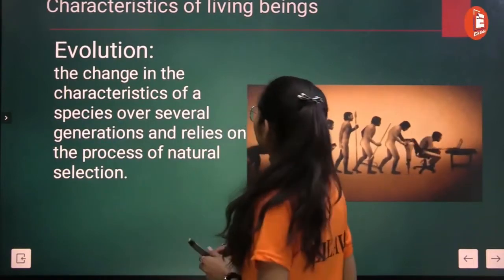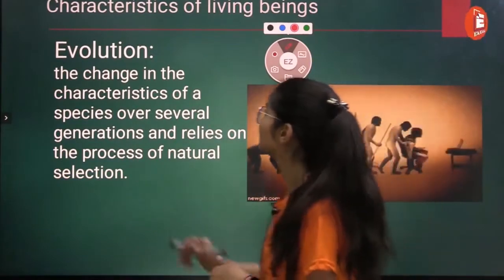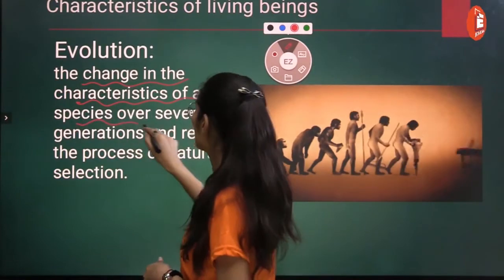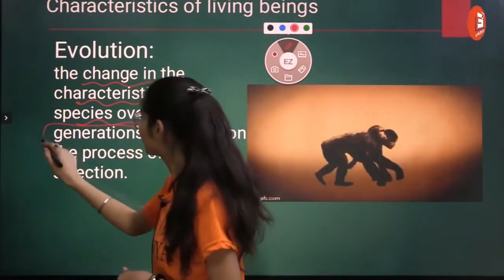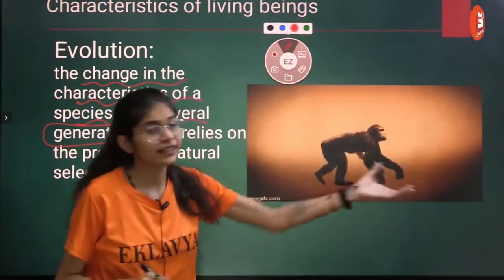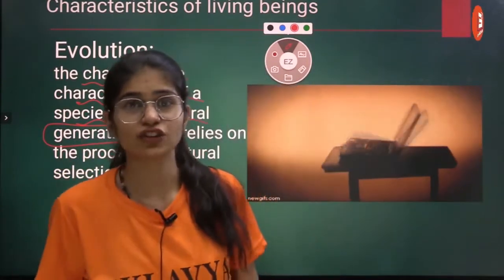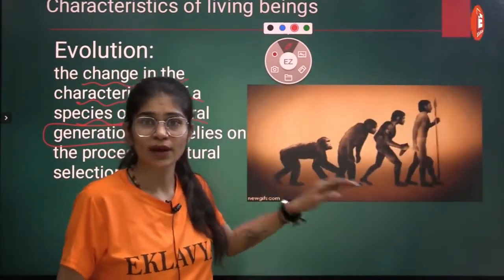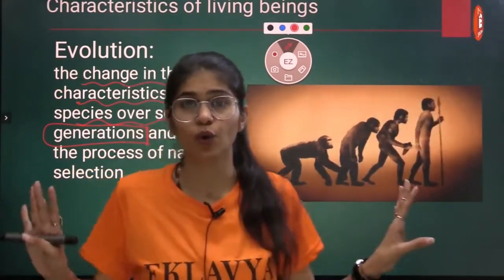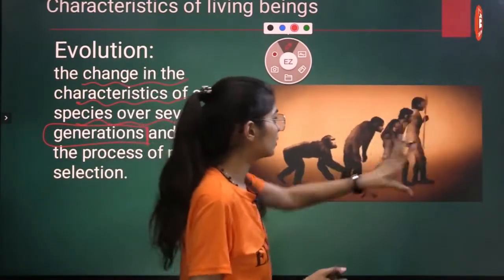Now let's come to the basic definition. The basic definition says the change in the characteristics of a species over several generations. Generations means this process did not happen in 1 year, 2 years, 3 years, 4 years. It did not. It's not a one-day process. It's not a one generation process. It's not like a chimpanzee gave birth to a human being. No. We evolved slowly, which is shown in here.